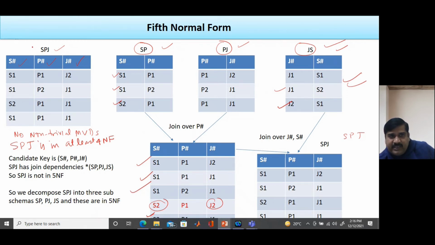If we decompose this into three subrelations, then in these tables there are no join dependencies. So SP, PJ and JS are all in fifth normal form. And I hope you all understood the concept of fifth normal form and join dependencies.